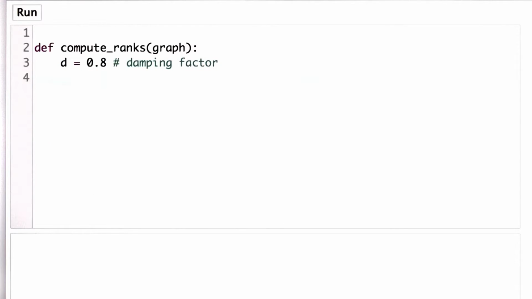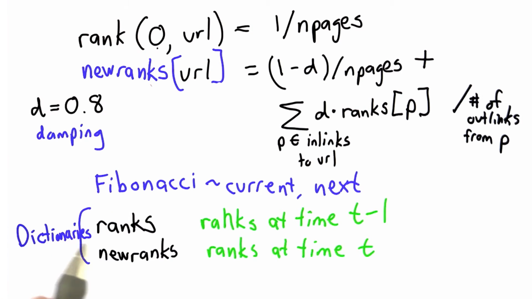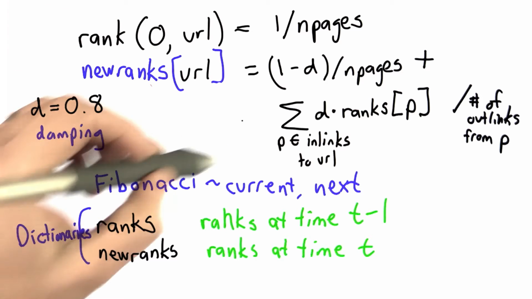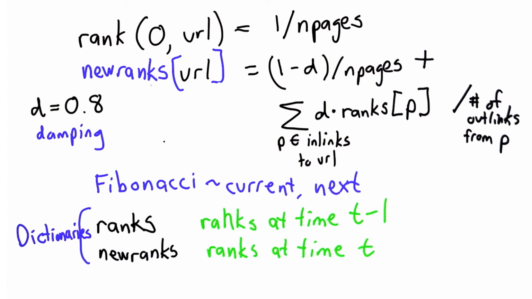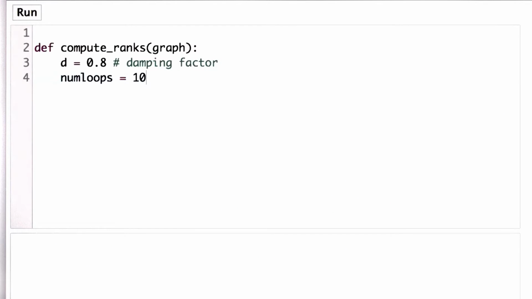The other constant I'm going to define here we'll call num loops. That's the number of times we're going to go through the relaxation. What we're computing is the value of rank at some time step. The number of times we go through that is going to determine the accuracy of our ranks. We'll use 10 as the number of loops. You can experiment with changing that, and one of the questions in the homework assignment will ask you to think about what happens when you change that.